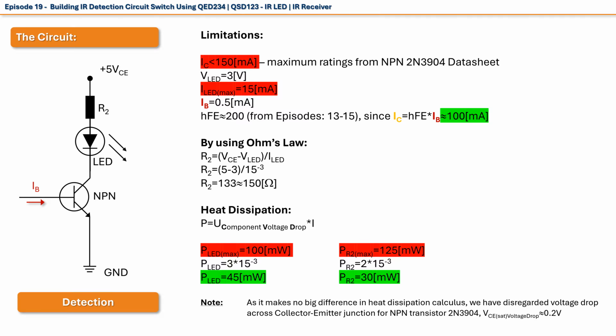Let us also do quick power calculations for all of the components. The resistor R2 can dissipate 125 milliwatts, and the LED can dissipate 100 milliwatts, so, when we do the math, we are well within safety limits for both components. Also, the maximum collector current is limited to less than 15 mA, so that is well below the 150 mA from the NPN 2N3904 datasheet for maximum safe collector current. Also, for simplicity of calculation, we have disregarded the voltage drop across the collector-emitter junction, as it makes no real big difference in the calculation. When in saturation mode of work, this voltage drop is around 0.2 volts.